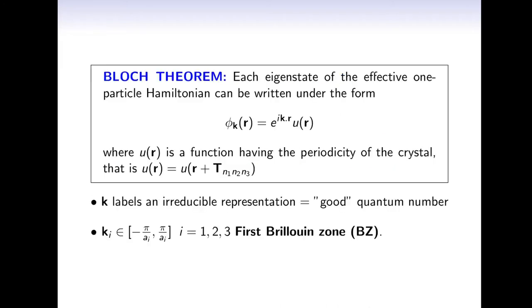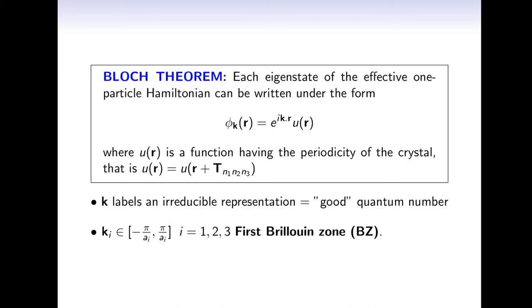This is true, indeed, when you have no explicit interaction. And then you come out with the famous Bloch theorem, where you say that the solutions of this one-particle problem have the form of a plane wave with some modulation by a function u, which has the periodicity of the crystal, and k is what we call a good quantum number, which labels the irreducible representation.